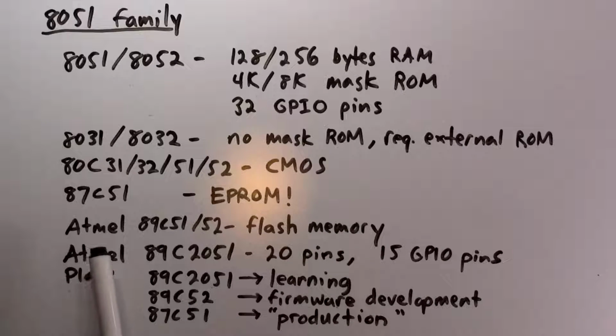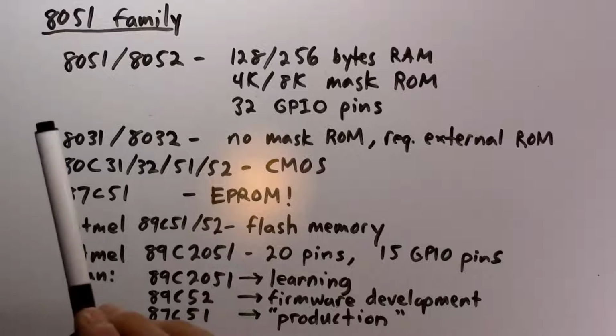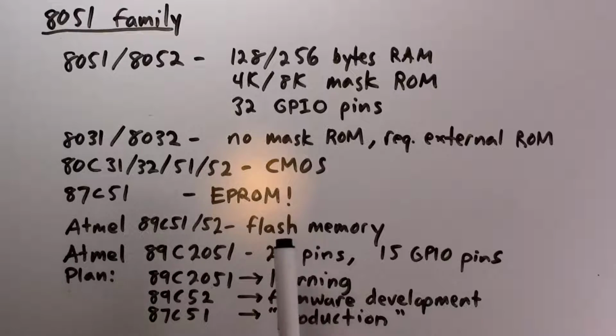That's the old school method of product development using these devices. But of course, since then, flash memory is now a thing, and so a lot of manufacturers, predominantly Atmel, I think was one of the early players, added flash memory to these 8051 family parts. Atmel has, for example, the 89C51 and 89C52 devices. These are very much like the 8051 and 8052, but they have flash memory, which is great because you can just pop it into the programmer, and the programmer can both erase and program your firmware into the device all in one step.